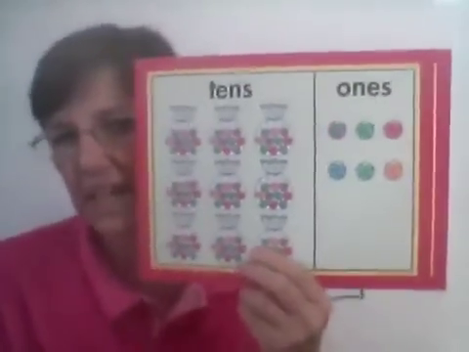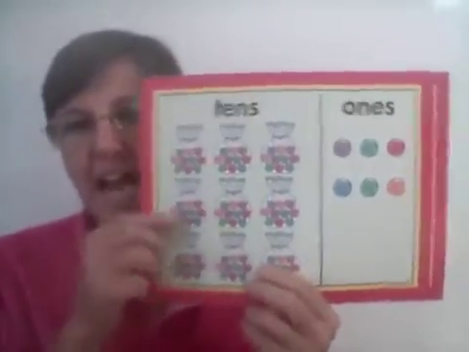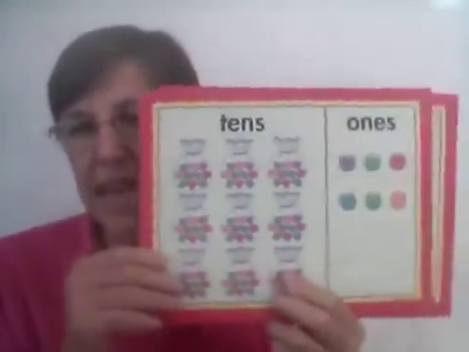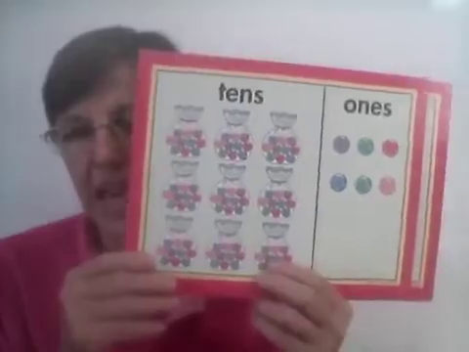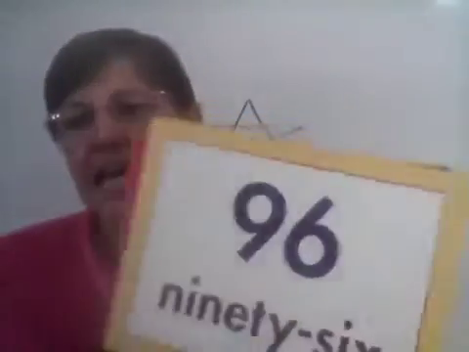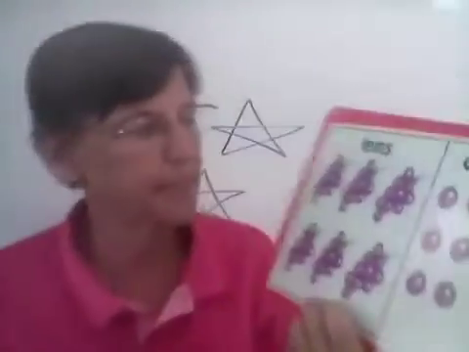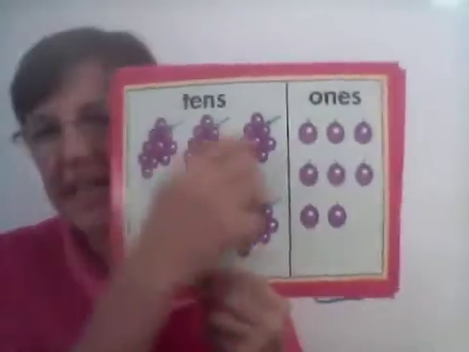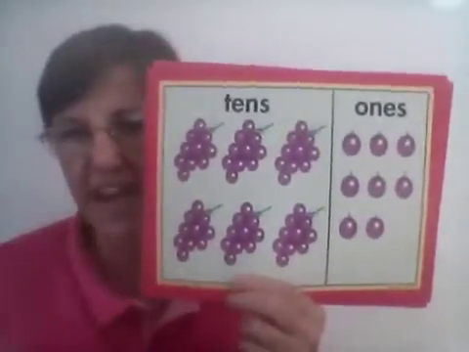And how many are here? Look real fast. It's like dominoes. 6. 9 tens, 6 ones. How many do we have? 9 tens, 6 ones is 96. This one here, how many tens do we have? Can you see that really fast?